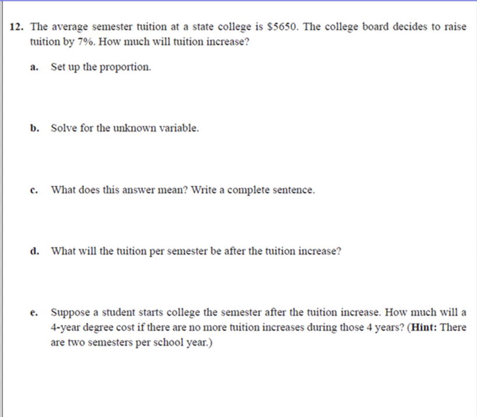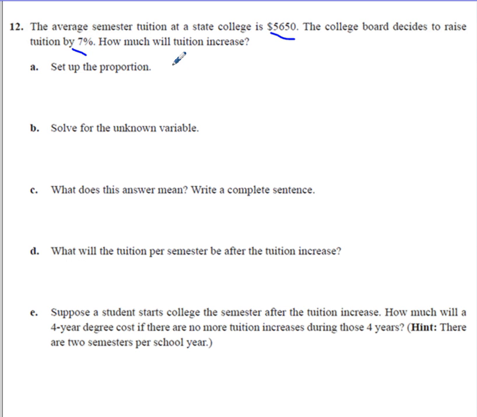Another example, let's look at this one. The average semester tuition at a state college is $5,650. The College Board decides to raise the tuition by 7%. How much will tuition increase? So let's identify the pieces. We have the average tuition is $5,650, and we see that it's going up 7%. So those are two known values.